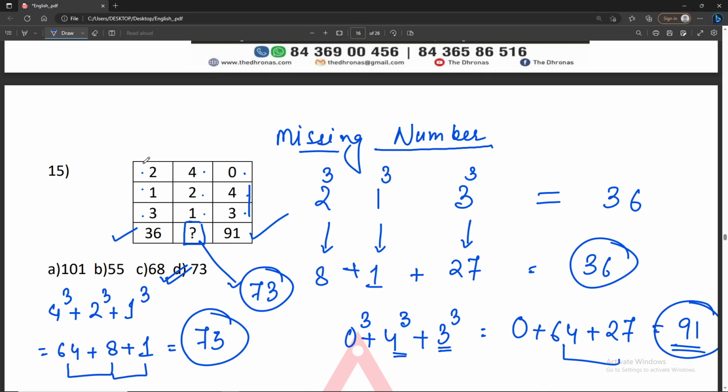I am repeating it. All the numbers are added with their respective values with cube. So 2 cube, 1 cube, 3 cube, and add all the digits. 4 cube, 2 cube, 1 cube, add it. So the number should be 73. Okay, let's go for the next question.